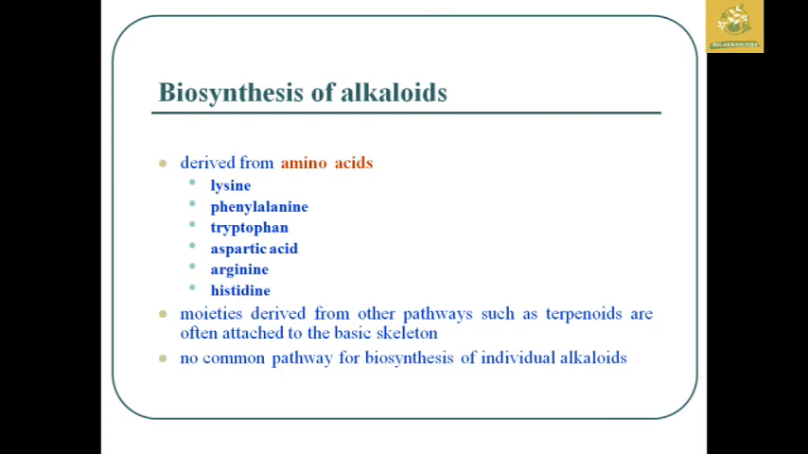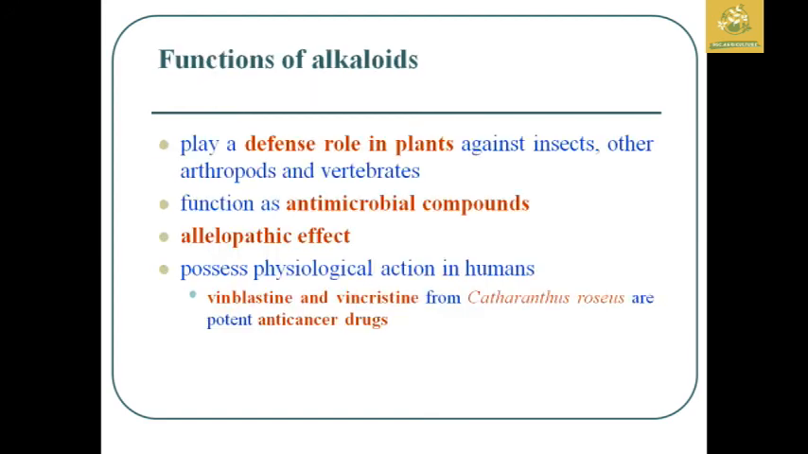So while looking at the biosynthesis of alkaloids, they are derived from 6 amino acids. What are they? Lysine, phenylalanine, tryptophan, aspartic acid, asparagine and histidine. These are the 6 amino acids which are responsible for the synthesis of alkaloids. So they are derived from other pathways such as terpenoids and often attached to basic skeletons of the amino acids. They do not have a common pathway for the biosynthesis of individual alkaloids in this compound.